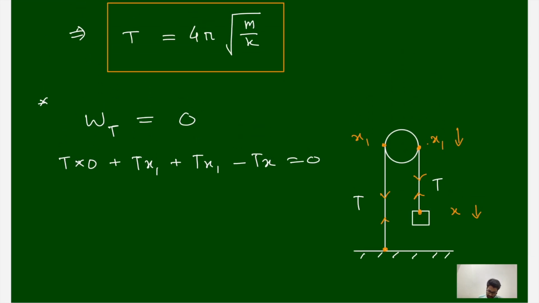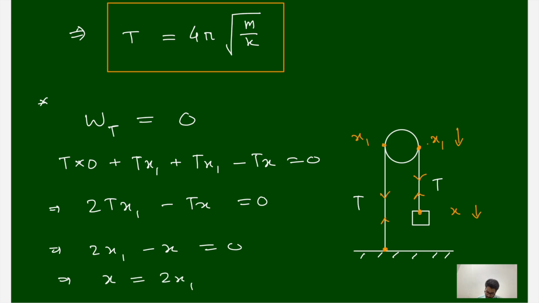So we can say here 2T x1 minus Tx equal to 0. So T we can take common and it will be 0. 2x1 minus x equal to 0, so x is equal to 2x1. So this is the relation.